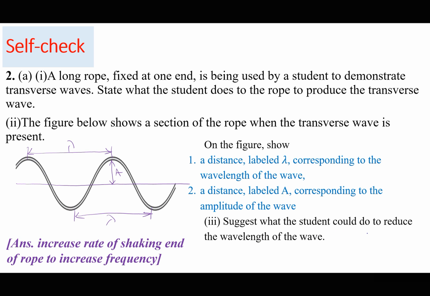Suggest what the student could do to reduce the wavelength of the wave. Of course, that is to increase the rate of shaking the end of the rope to increase the frequency, because we now have more cycles. If the speed of the wave is the same, from v equals lambda times f, if the frequency increases, the wavelength decreases, as simple as that.